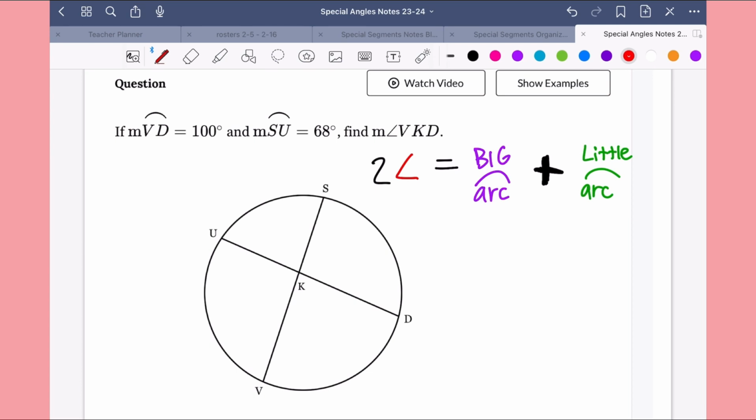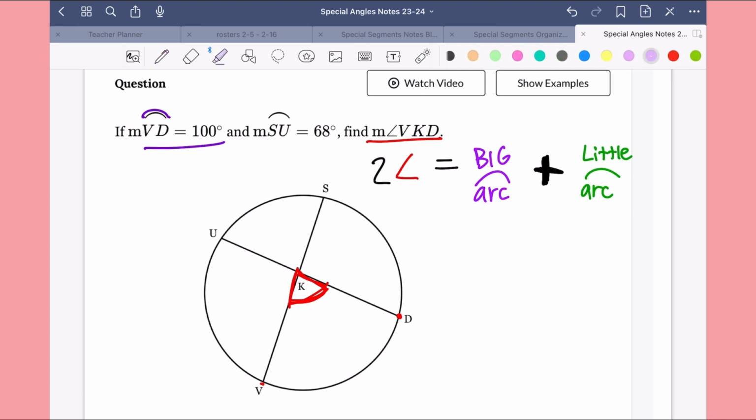So what angle are they talking about in this problem? They're talking about angle VKD. So V is here, K is here, D is here. So it's this angle. Okay, then I measure my big arc. And you can tell by these numbers, 100 is bigger than 68. So VD is your big arc.